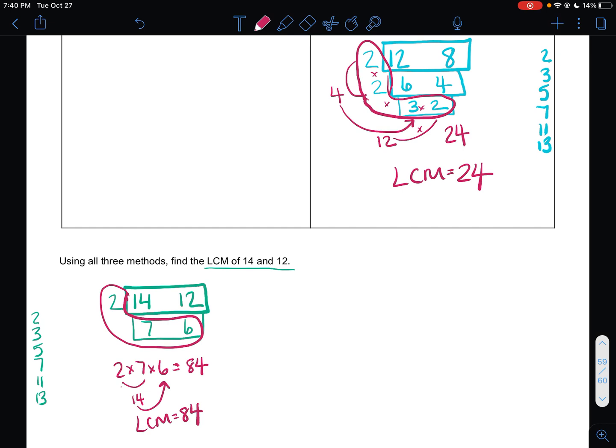Okay, so that is an instance where I feel like you would have been listing numbers for a very long time, listing multiples for a very long time. So that's where the cake was a much faster method to use.